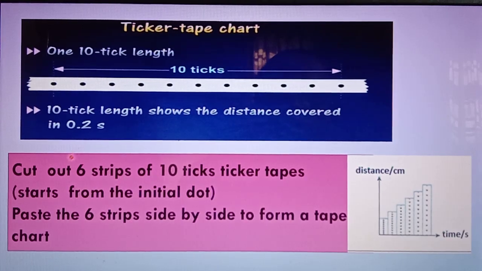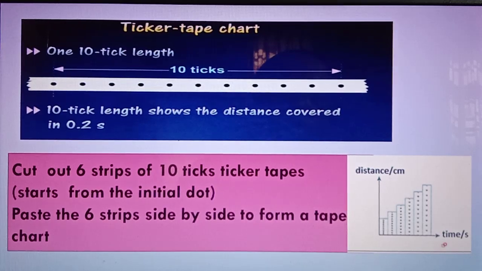Okay, so actually you can cut more than 6, 10 or 15, up to you. But here, I just discuss 6 strips. Once you have 6 strips of 10 ticks each, paste the 6 strips side by side to form a tape chart. It's like a graph. You can draw an axis to represent length of ticker tape or distance, and then time taken. Then you paste all 6 strips side by side. This one we call a tape chart.